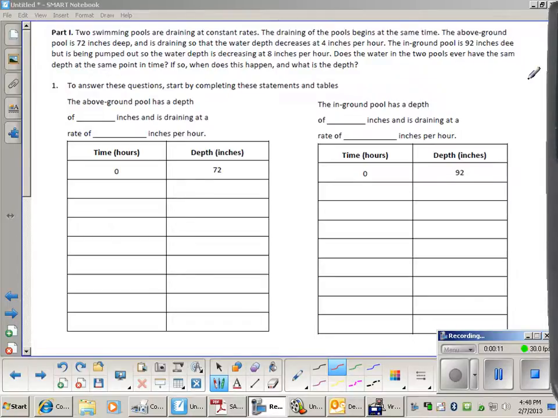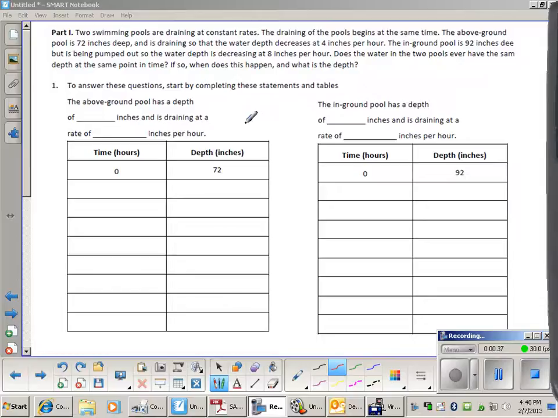So, two swimming pools are draining at constant rates. Big deal. That means we can make equations for them. The draining of the pools begins at the same time. The above ground pool is 72 inches deep and is draining, so the water depth decreases at 4 inches per hour. The in ground pool is 92 inches deep, but it is pumped out, so the water depth is decreasing at 8 inches per hour. Does the water in the two pools ever have the same depth at the same point in time? If so, when does this happen?